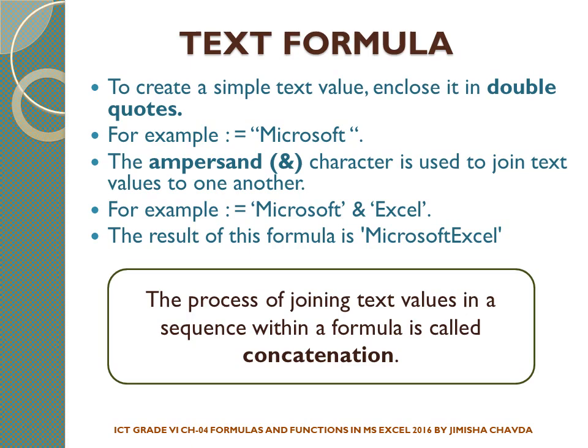For joining two text values in Excel, we use the ampersand character. For example, in the cell, you have to write ="Microsoft"&"Excel" and then press the Enter key. You will observe that your output will be obtained as Microsoft Excel written together. Here, the process of joining text values in a sequence within a formula is called concatenation.